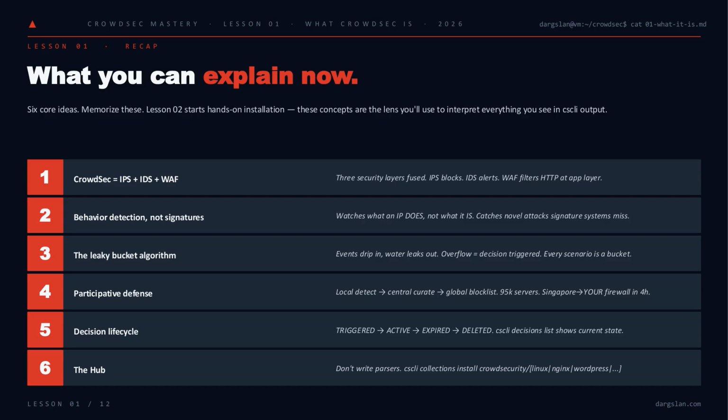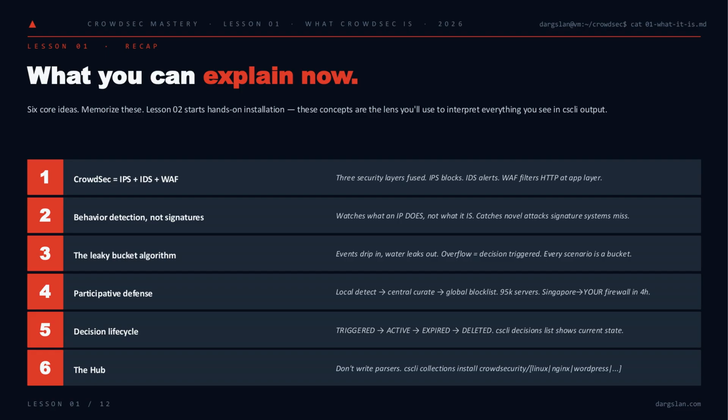Before we close, lock these 6 ideas in. 1. CrowdSec fuses IPS, IDS, and WAF into a single daemon. 2. It judges behavior, not signatures, so novel attacks don't slip through. 3. Every scenario is a leaky bucket. Events drip in, overflow triggers a decision.